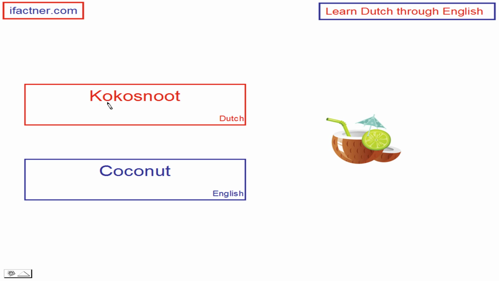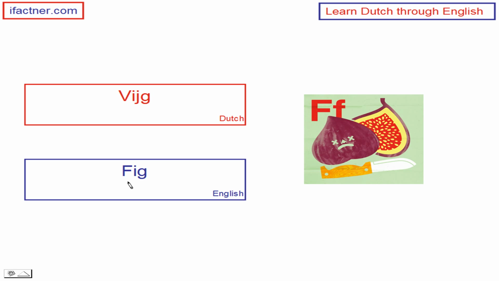Coconut is called kokosnoot. K-O-K-O, koko, N-O-O-T, kokosnoot. Fig, vijg. V-I-J-G, vijg.